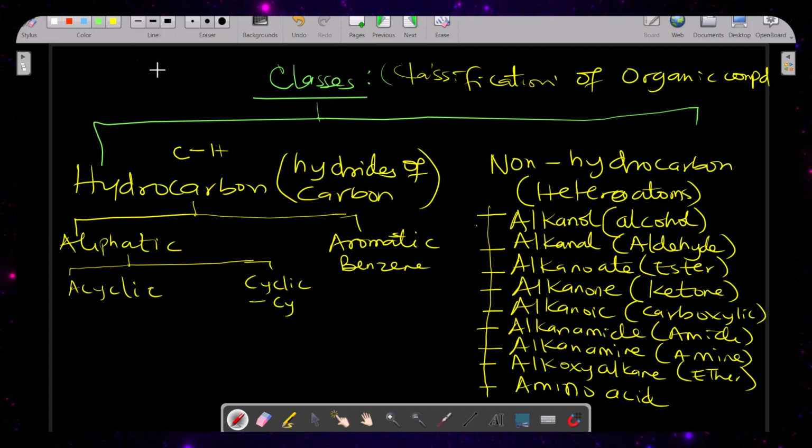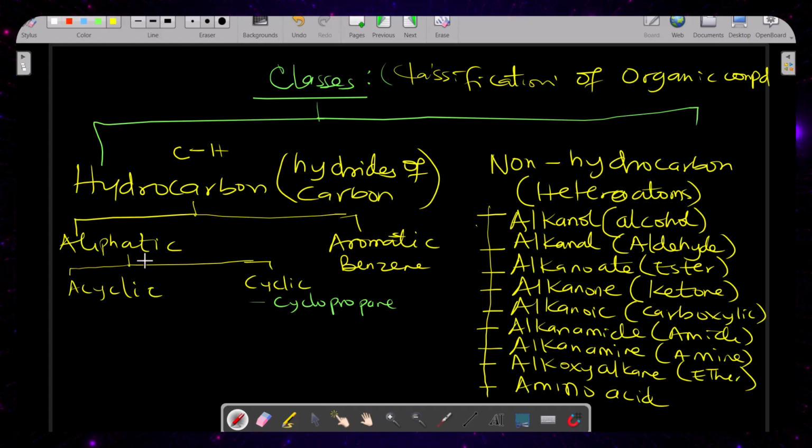Examples start from what we call the cyclo. Let me clean up this first. So examples of that are cyclopropane, cyclobutane, cycloheptane, and so on. So let's proceed with the next one.